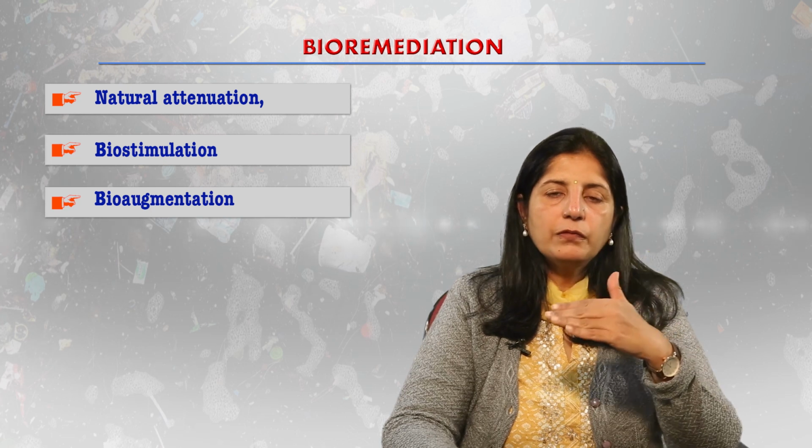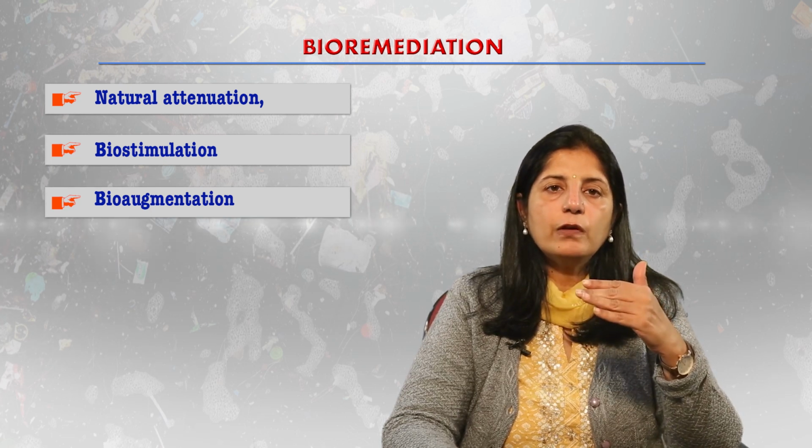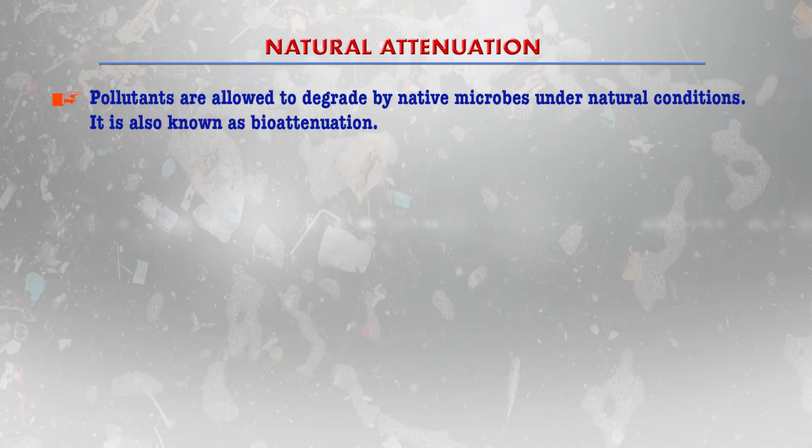Now, all these steps come in increasing order. First, natural attenuation will be used; if needed, biostimulation will be used; and if both do not work, then bioaugmentation will be used. So, let us look at what these phenomena are. Natural attenuation is when the pollutants are allowed to degrade by native microbes under natural conditions, right. They are already degrading, so they are allowed to degrade as such.